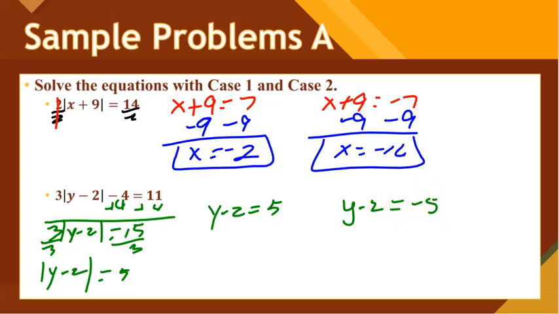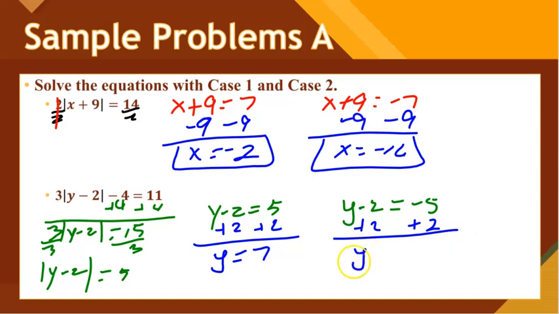So again, you're only doing the opposites of the number on the outside of the equal sign. Don't change the expression inside the absolute value. So now to get y by itself, I add 2 to both sides, and y is going to equal 7. Here, add 2 to both sides, and I'm left with y equaling a negative 3.